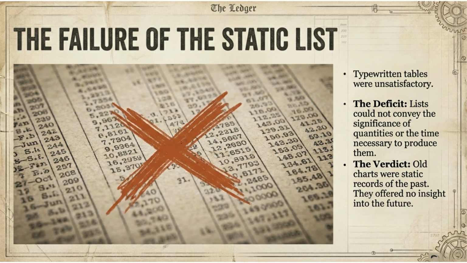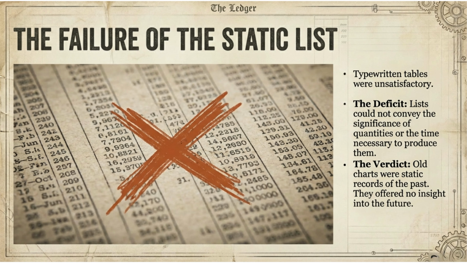Second, and this is the killer, lists are static records of the past. They tell you what happened. They do not tell you what should have happened by now, what the gap is between plan and reality, or what needs to happen next. They offer zero insight into the future. They are, in Gantt's view, forensic documents. Great for a post-mortem. Useless for steering a ship.